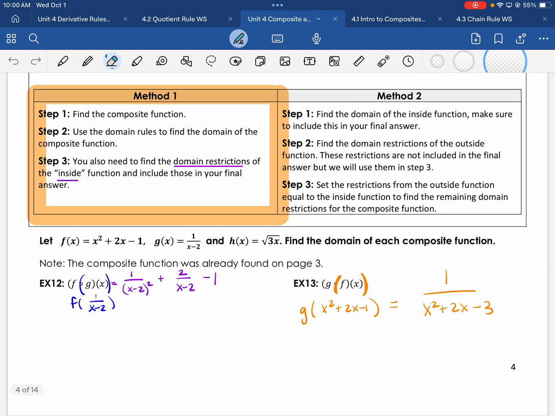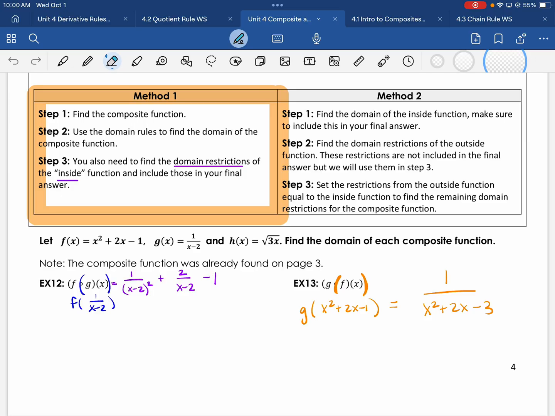All right, so we're going to let f be x squared plus 2x minus 1. We're going to let g be 1 over x minus 2, and we're going to let h be the square root of 3x. And we're going to find the domain of each of these composite functions. To make this a little bit quicker, I'm putting the answers already on here, because these were the composite functions we found yesterday on page 3. So we already found the composite functions.